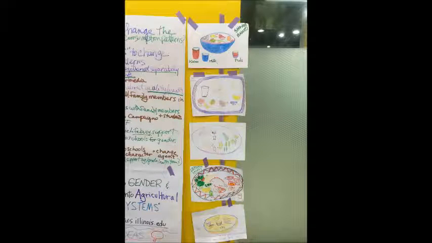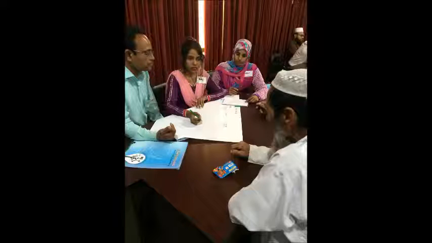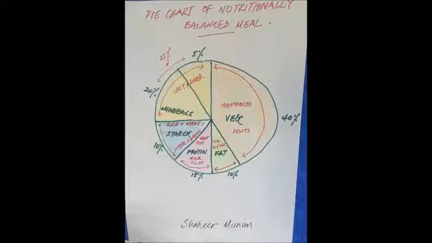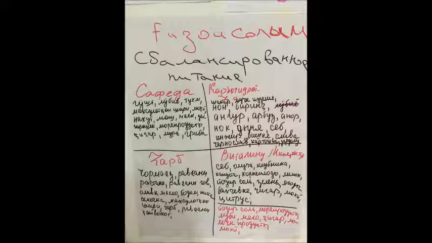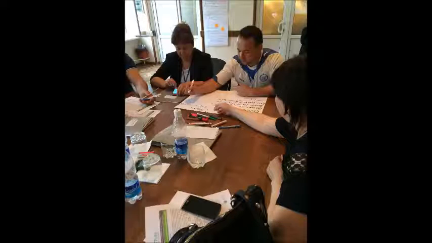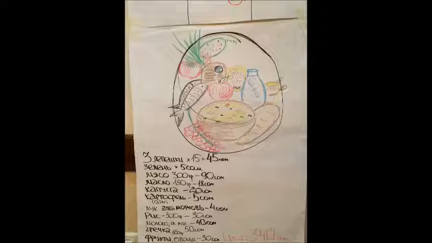In pairs, the participants were asked to draw a plate illustrating a nutritionally balanced lunch for a typical rural household. Using the prepared flip chart with 4 divisions: carbohydrates, fats, proteins, and vitamins and micronutrients, pairs were asked to name examples of carbohydrates drawn on their plates. The nutritional value of carbohydrates in the daily diet was discussed. The process was repeated for the remaining 3 categories of foods.